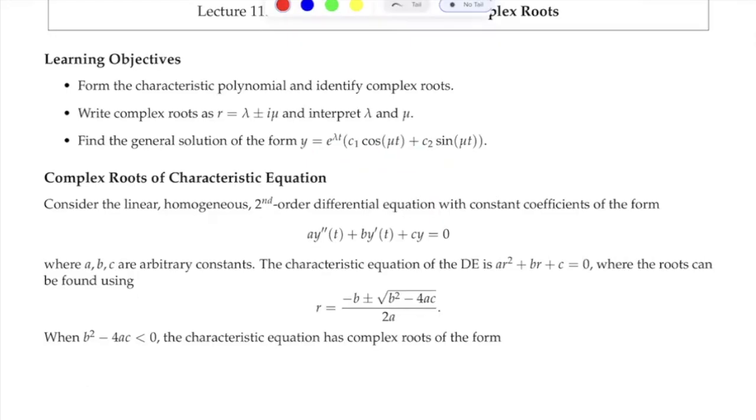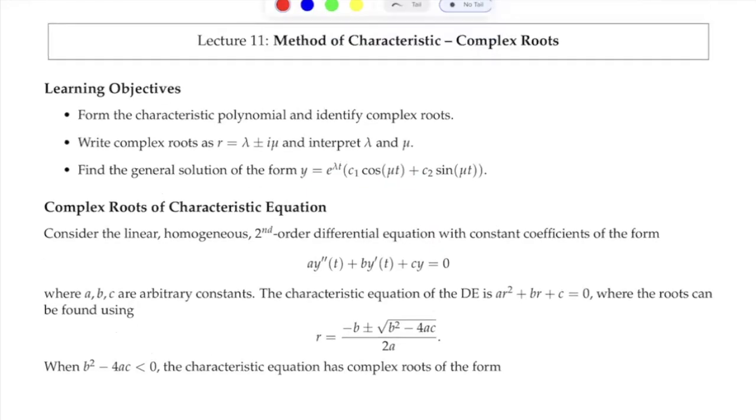Alright, so as I mentioned, this is still the case of a linear homogeneous second-order differential equation with constant coefficients. This is the form that we are working with. So from this differential equation, we turn it to the characteristic equation of the form ar squared plus br plus c equal to 0. You can factor this equation, or you can use the quadratic formula to find the roots of the characteristic equation. And in this lecture, we assume that b squared minus 4ac is less than 0. That is, this term under the square root is less than 0. And therefore, you're going to get a complex root.